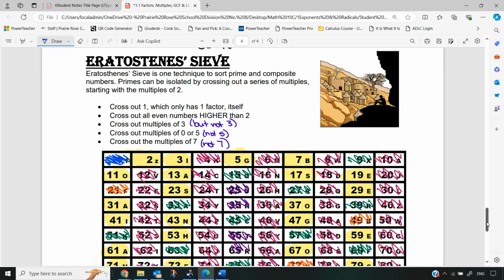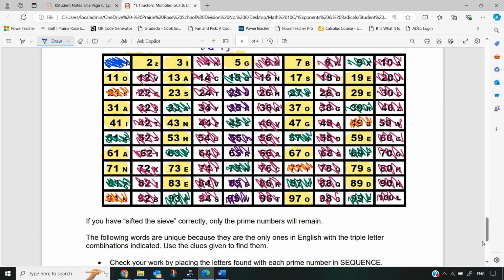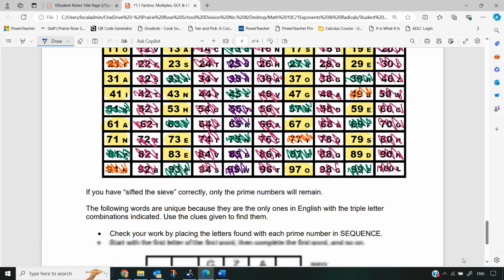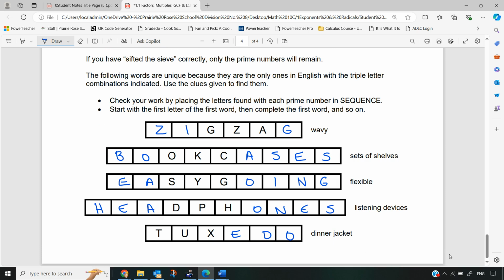If you took the time to try this bonus activity, the one piece that needed to be clarified in the directions is that when you're crossing out the multiples of 3, the multiples of 5, the multiples of 7, don't include the 3, 5, and 7 because those are prime. If you've done everything correctly, your chart will look similar to this. And then if you sift the sieve correctly, these would be your answers: zigzag, bookcases, easygoing, headphones, and tuxedo.